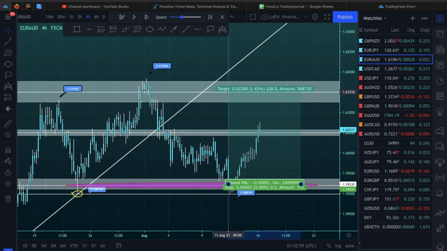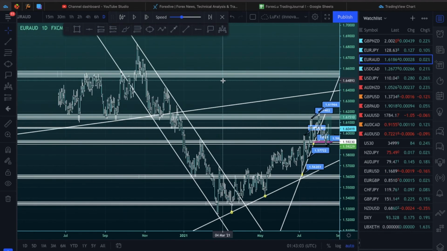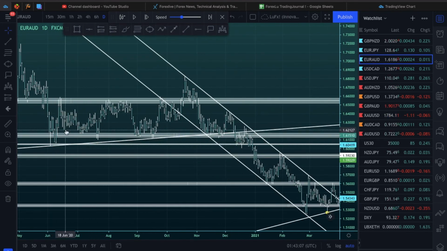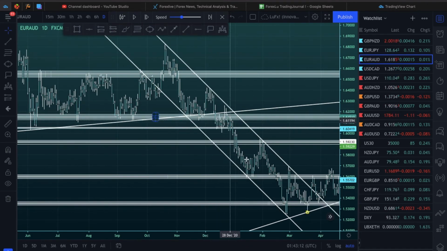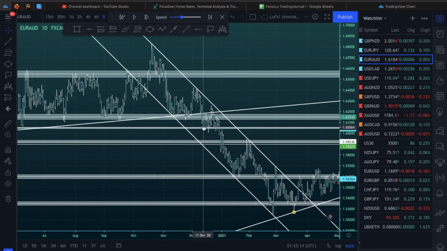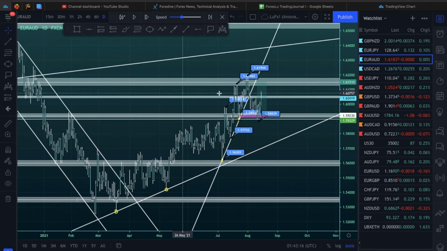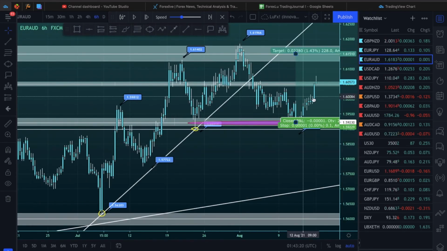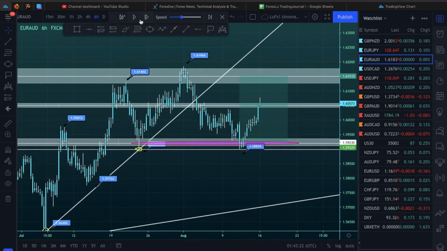And then this is my target. This is my final target, right? Because on the daily, if you're looking back here, you can see it hit here, support, and it came back, tested resistance, fell, right? So if price were to come back up here again, I was just thinking that it was going to fall, right? So this is where I want to have my take profit. So let's see what happened with price.